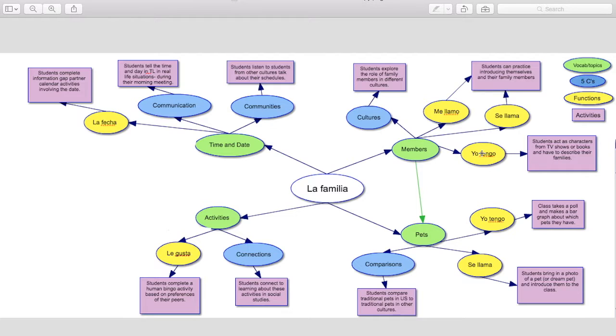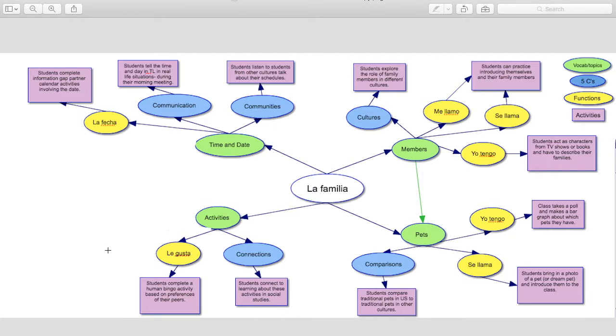So they're also working with the yo tengo here, so how many pets they have and which ones they have, and they will be doing a poll and a bar graph about these. And kind of the similar thing too, se llama, my pet's name is blank. Mi gato se llama Fluffy. That's why these two topics are very connected. Another topic that I chose to talk about is the activities that they do.